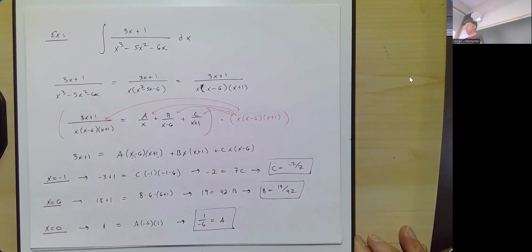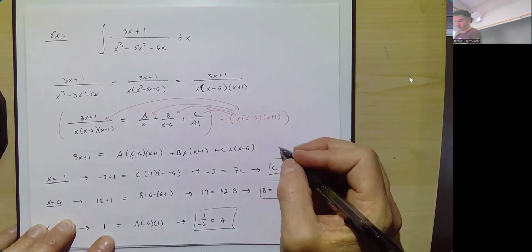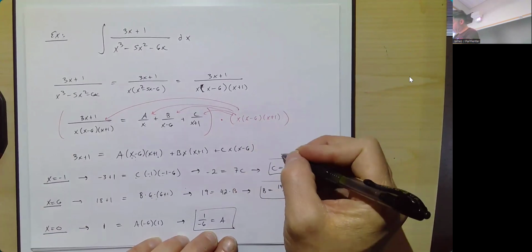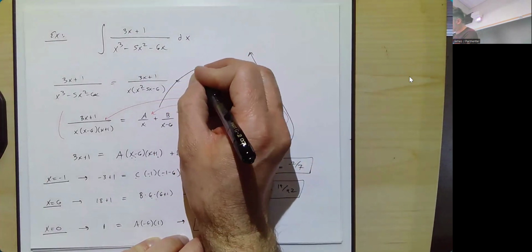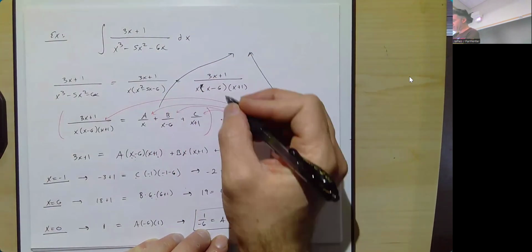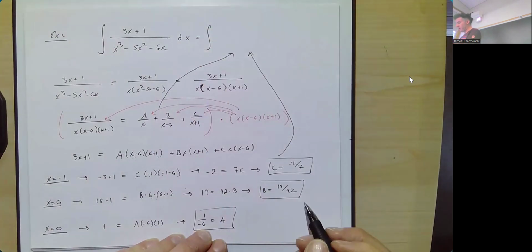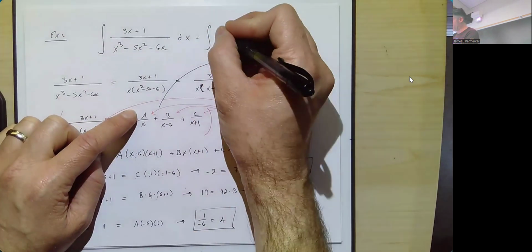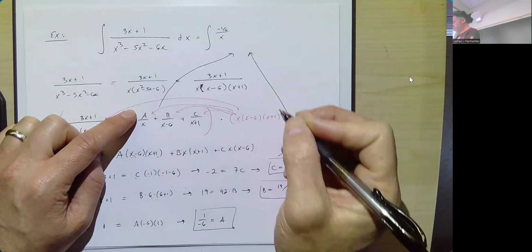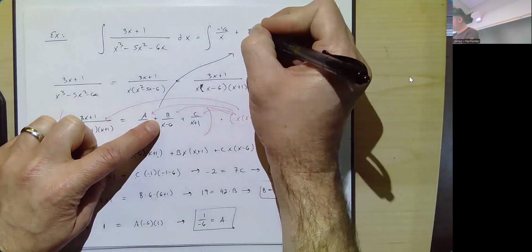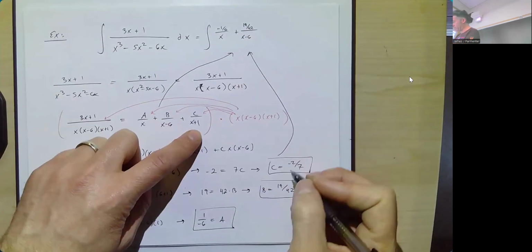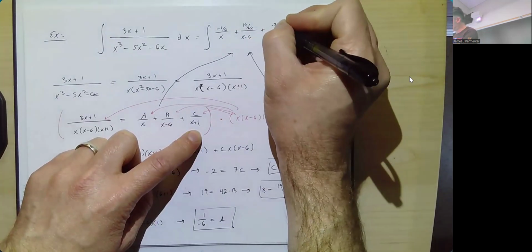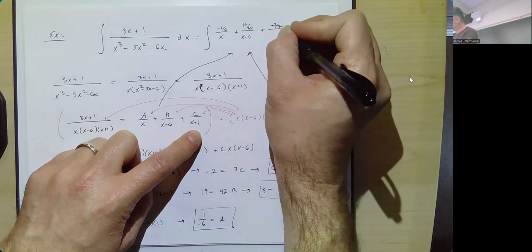And then we can totally go back and rewrite the integral. We can say, great, the integral, in fact, we can even just do it on the same piece of paper here. Plugging in these values and using this kind of expression here, this is equal to the integral of a over x, so -1/6 over x, plus b over x minus 6, so 19 over 42 over x minus 6, plus c over x plus 1, so -2/7 over x plus 1.